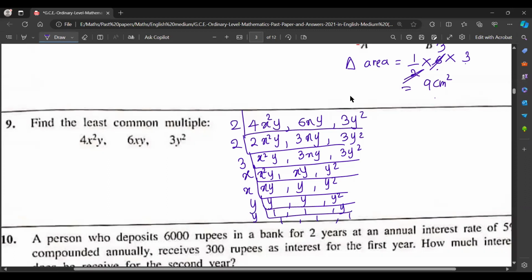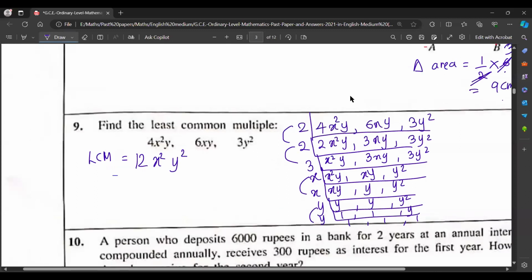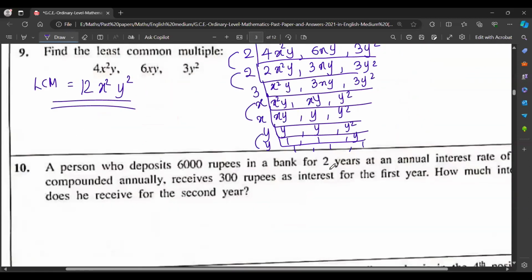Now, LCM is equal to the multiplication of all the values. Multiply each and every value. 2 into 2 is 4, 4 into 3 is 12. There are 2 x's, so x squared, and 2 y's, so y squared. So the LCM is 12 x squared y squared. Like that you can find it, okay?